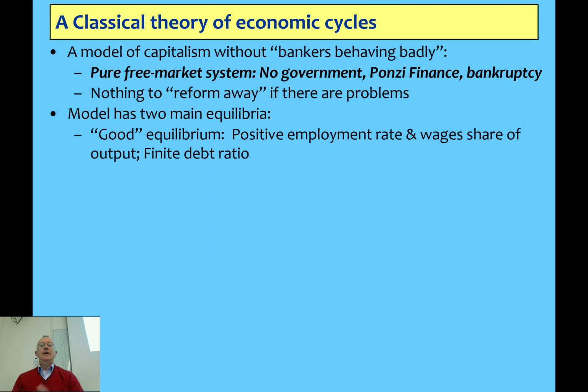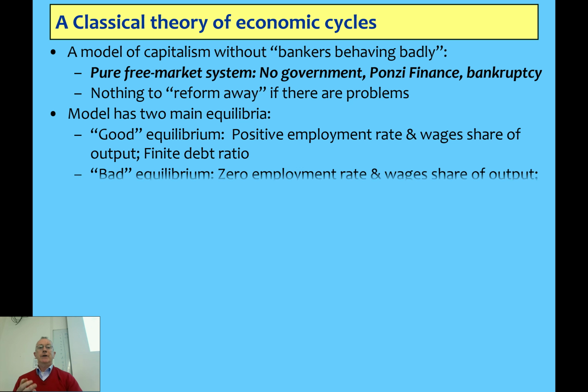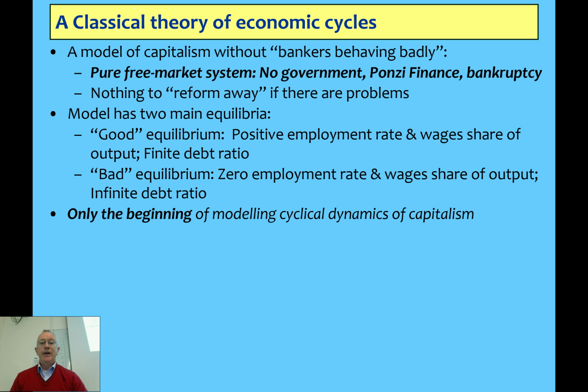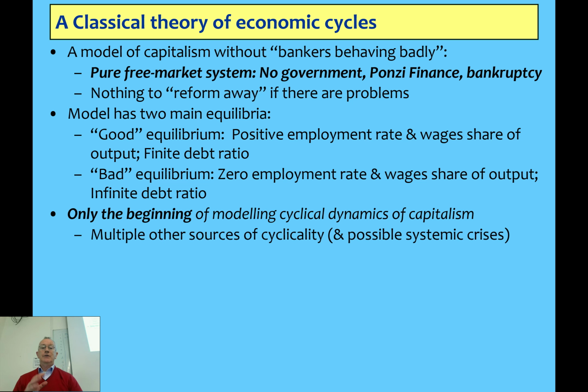So you end up with, as I was showing you by those simulations, two main equilibria to the model. There's a good one, where you have a positive employment rate, positive wages share, and a finite debt ratio. But there's a bad one. There's actually two bad ones. Zero employment, zero wages share of output, and an infinite debt ratio. And it's only the beginning of doing the modelling, by the way. I'm emphasising that there are multiple other possible sources of cycles that I haven't included yet. And you can include them using something like the Minsky framework.